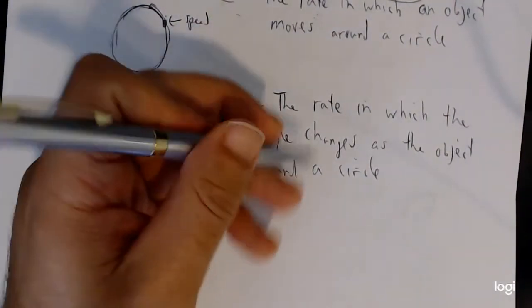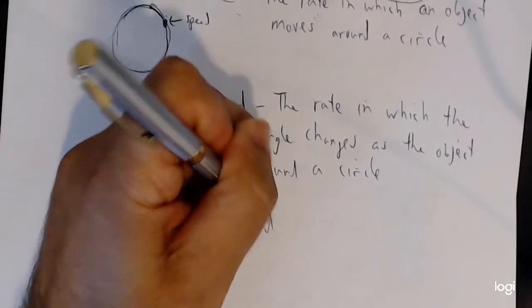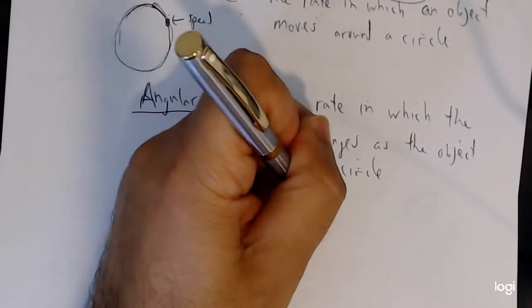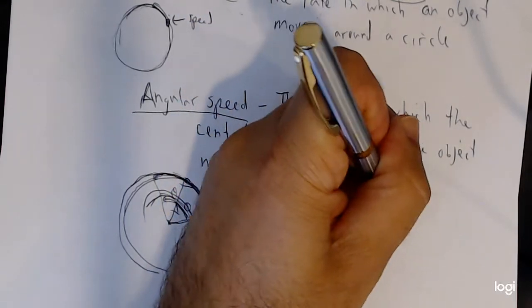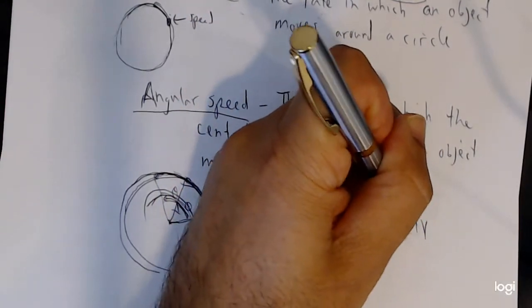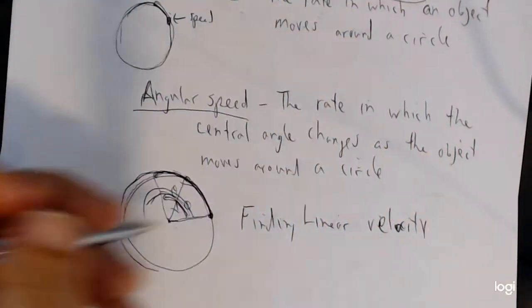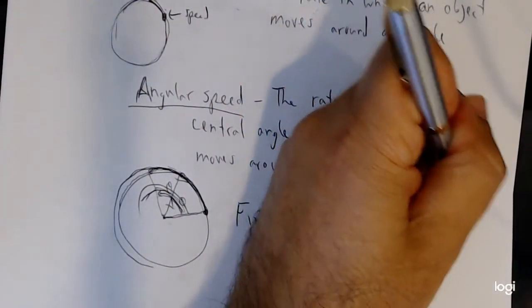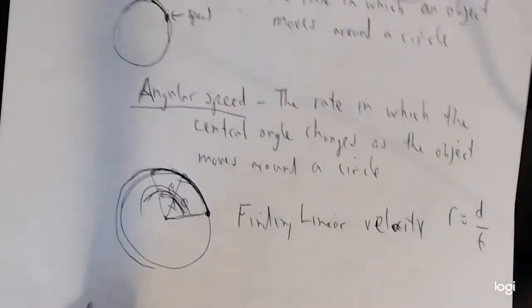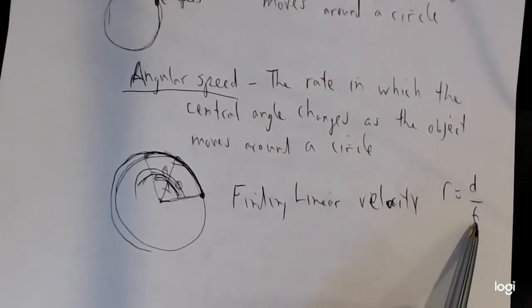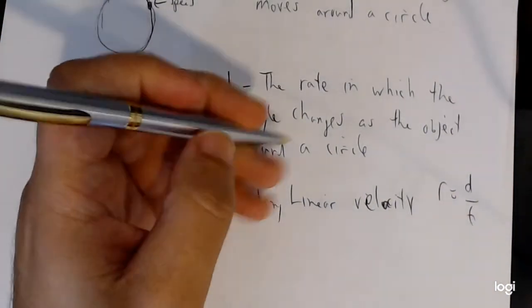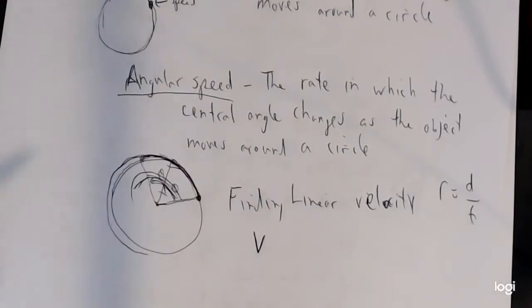So, finding linear velocity. As I mentioned earlier, let me write this out again. Rate is equal to distance over time. Okay, so the speed of an object is equal to the distance traveled divided by the amount of time elapsed. So for linear speed, we're going to call it v because it's the velocity of the object.